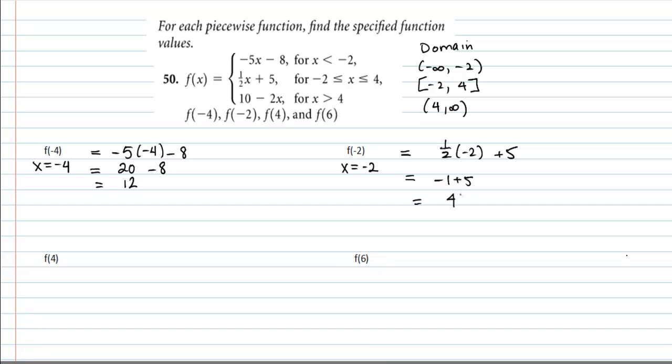For the function f of 4, that's telling me that x is equal to 4. And I need to find out what domain 4 falls into. It falls into the second function because x is less than or equal to 4 on the second line. So 1 half times 4 plus 5 will give you an outcome of positive 7.